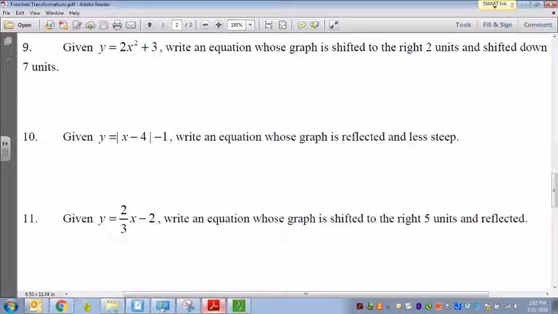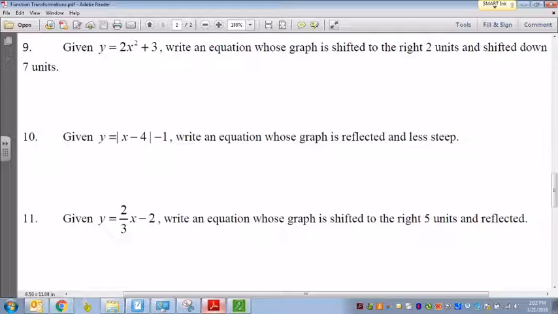little bit. So in number 9, it says y equals 2x squared plus 3. Write an equation whose graph is shifted to the right 2 units and shifted down 7 units. Okay, the first thing I need to recognize is that this equation is a quadratic equation. I know that because it's x squared, so that's quadratic, and the graph is going to make a parabola.